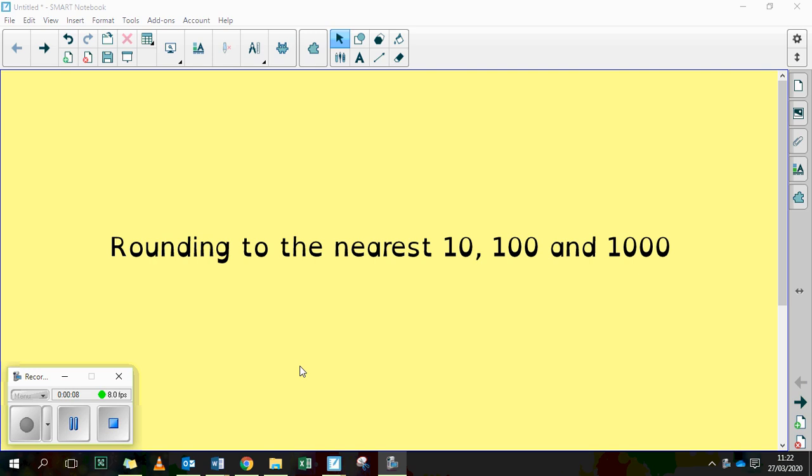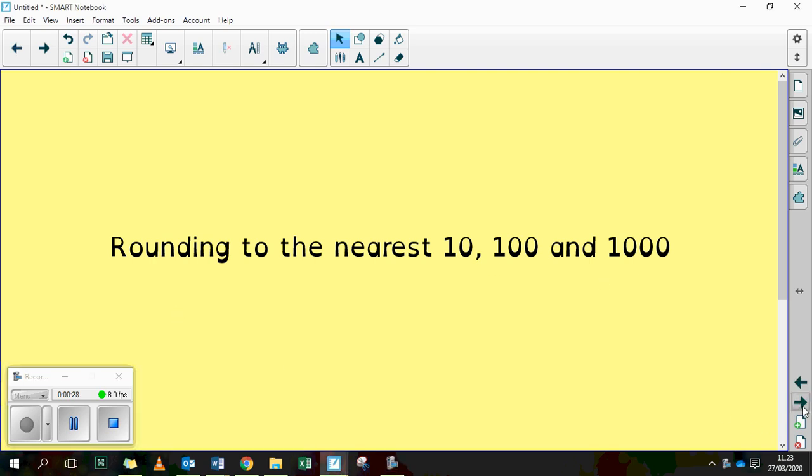I noticed lots of you have been doing your My Maths and you've been doing the rounding task and you seem to be quite confident, but there's still some people who were messaging me saying that they still needed a bit of help. So this is a quick reminder about how to round to the nearest 10, 100 and 1,000.